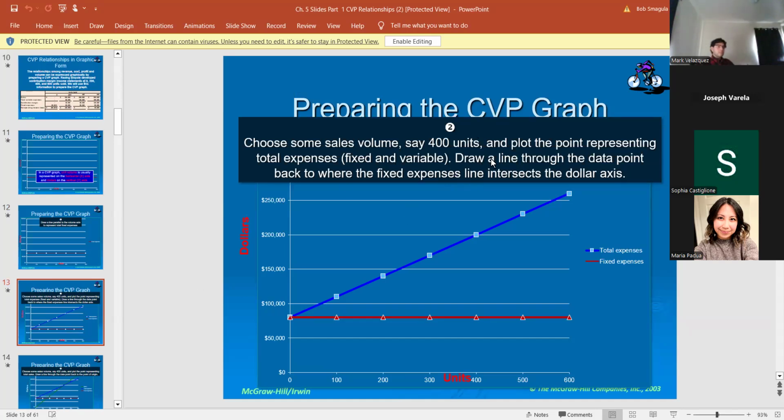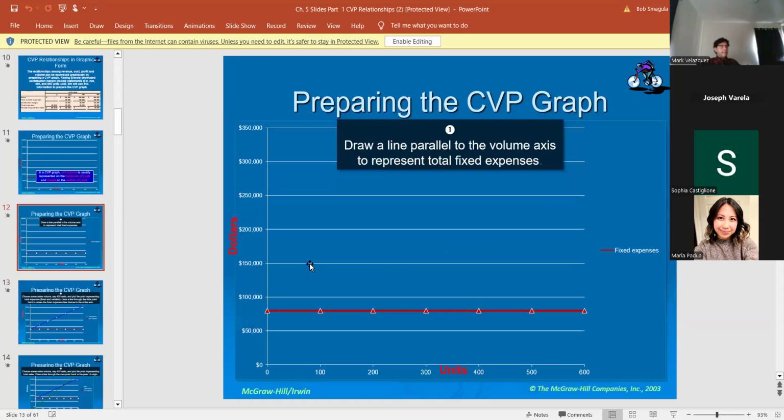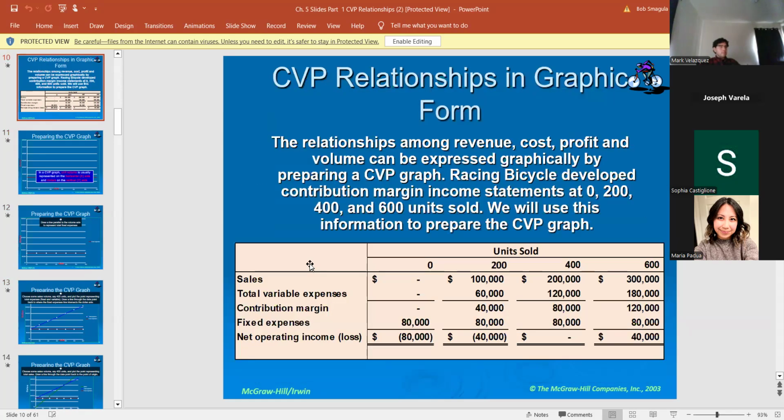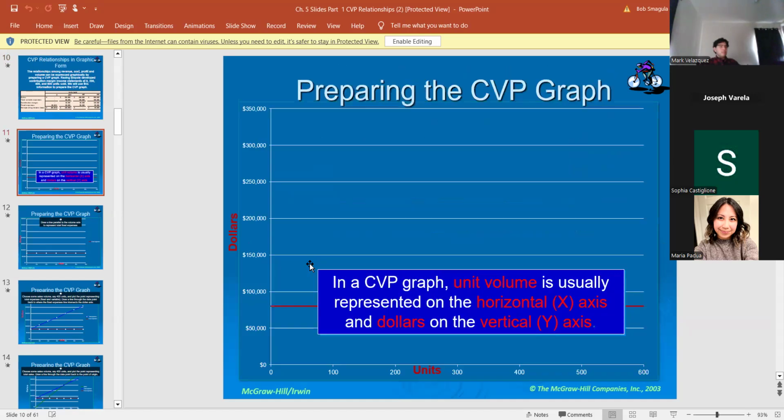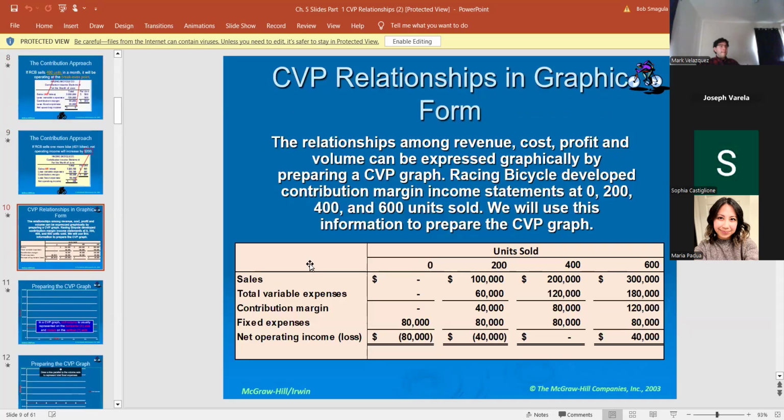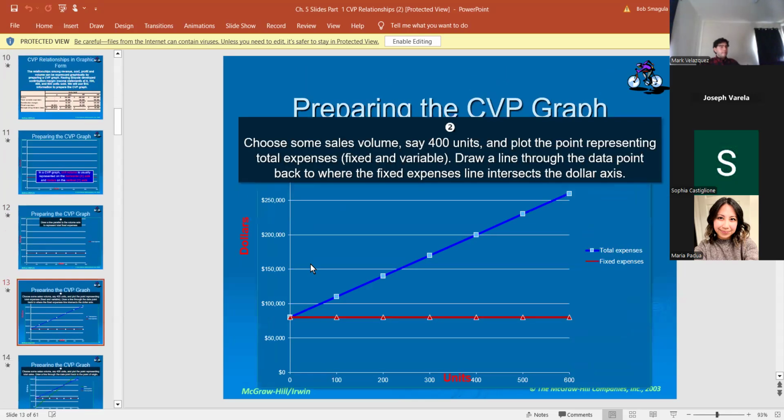Here they're plotting the units representing total expenses. And we know that the variable cost was a certain amount. I was curious what it was. The variable cost, at 400, looks like it was, I don't know, $300. What was it? Come on, Bob, $300. So they're plotting this. Every time they sell one more bike, $300, etc.